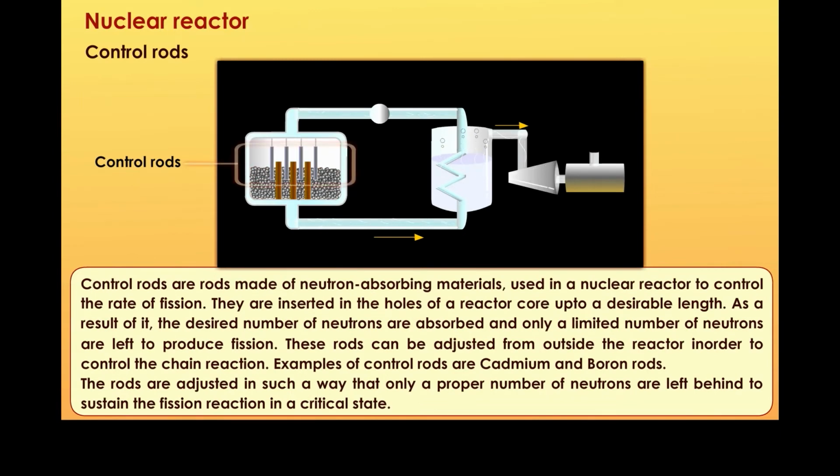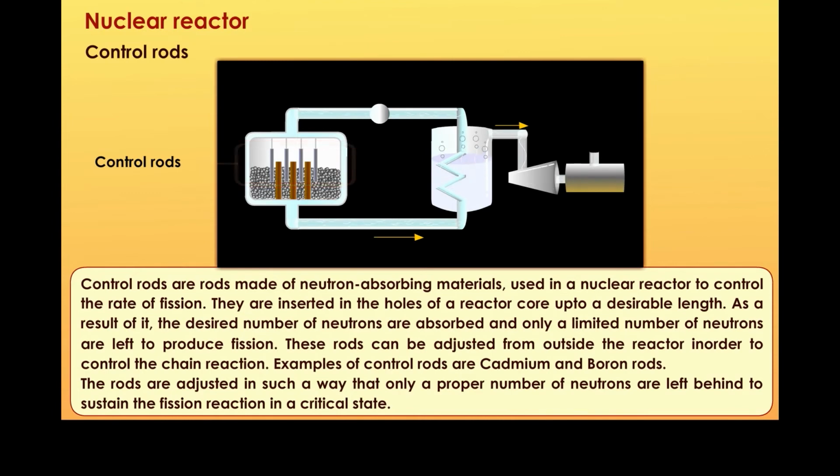Control rods. Control rods are rods made of neutron-absorbing materials, used in a nuclear reactor to control the rate of fission. They are inserted in the holes of a reactor core up to a desirable length. As a result of it, the desired number of neutrons are absorbed, and only a limited number of neutrons are left to produce fission. These rods can be adjusted from outside the reactor in order to control the chain reaction.